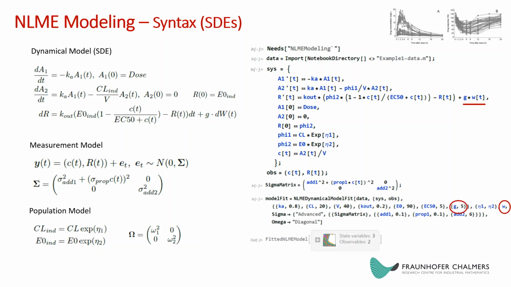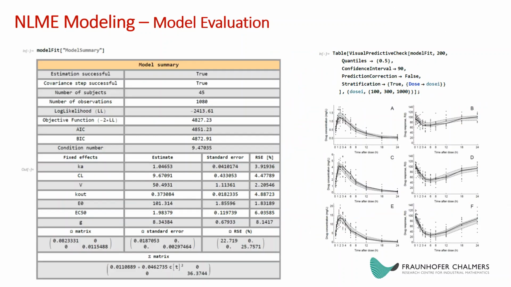The call to the main function NLMEDynamicalModelFit now includes also symbols for the Gaussian white noise signals and corresponding additional parameters with start values. The model summary of the fitted model object now also contains information about the size of the system noise, here given by G. Functions for model evaluation work also for stochastic dynamics, for example, visual predictive check.